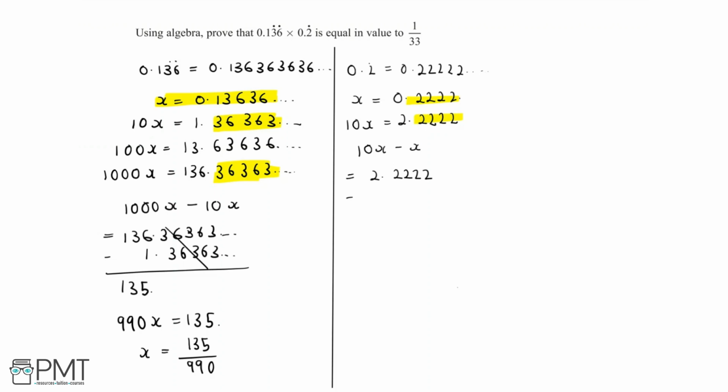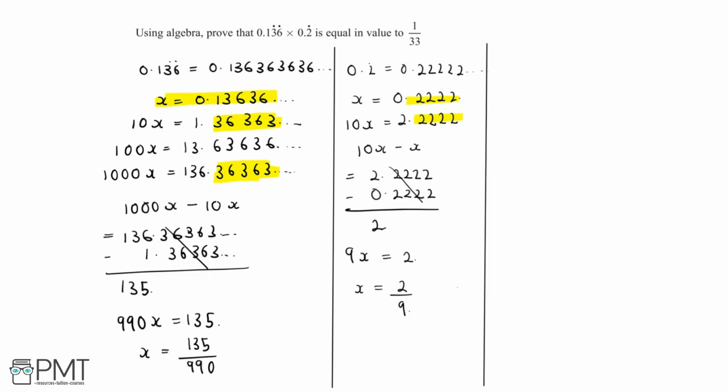2.2222 take away 0.2222. The numbers after the decimal point will cancel out, and we're left with a value of 2. So 10x minus x can also be written as 9x, and so we can say that 9x is equal to 2, and therefore x, dividing both sides by 9, is equal to 2 over 9. And so we can now say that 0.2 recurring, written as a fraction, is 2 over 9.